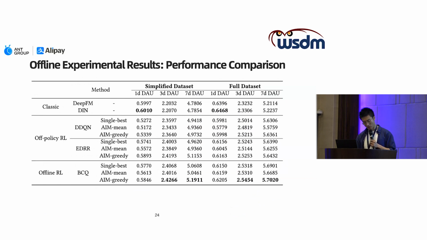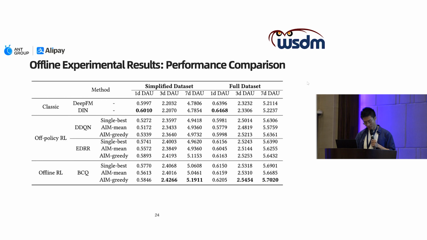We implement them using three RL methods: the commonly used DDQN, the SOTA EDRR, and the representative offline RL method, BCQ. Results averaged over 5 runs are obtained, and for each method, we report 3 metrics: the one-day DAU on 2 datasets. The one-day DAU measures the immediate effect of the marketing campaign, and the average DAU over 3 days and 7 days measures the long-term effect of running the marketing campaign.